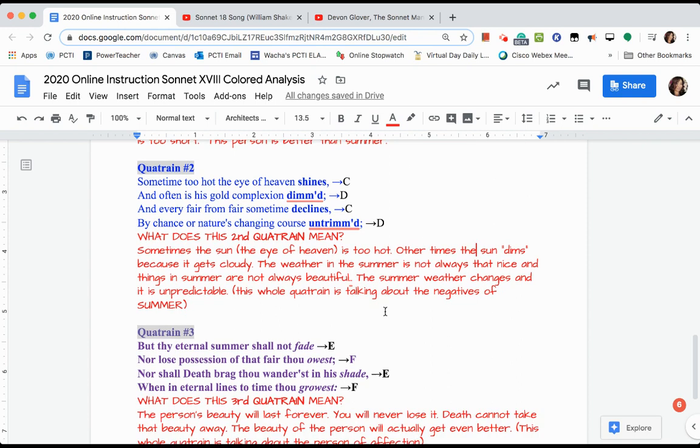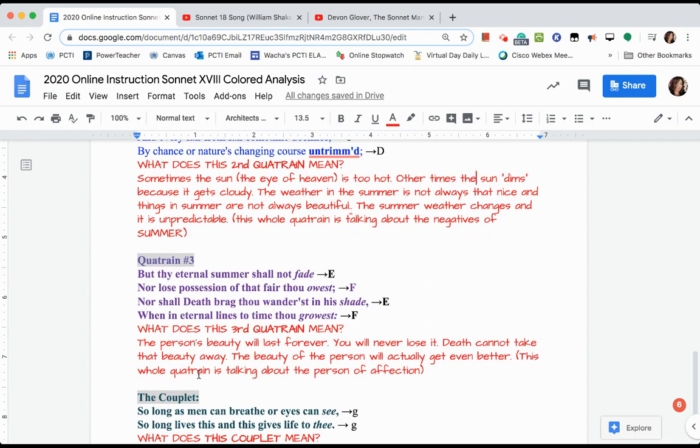Okay? Third quatrain. Now, this one is talking about the person of affection, the person that Shakespeare was writing about or writing to. But thy, meaning you, okay? But thy eternal summer shall not fade. So your eternal summer is probably your beauty, right? So your beauty is going to last forever. It's never going to fade. It's never going to go away. You're never going to lose it, right?